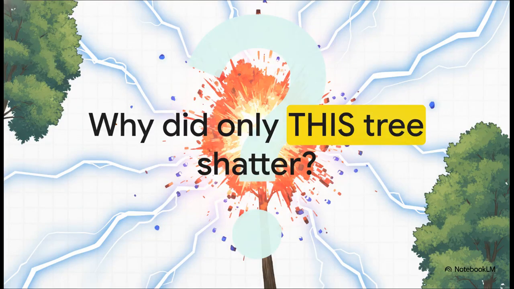Picture a severe thunderstorm. The air is thick, the sky is dark, and suddenly a massive lightning bolt strikes. But here is the central question we have to ask. Why did only this specific tree shatter? In the video analyzed by Dr. Rihan, one single tree is absolutely obliterated. Yet, trees of similar height and moisture right next to it, they are completely untouched.